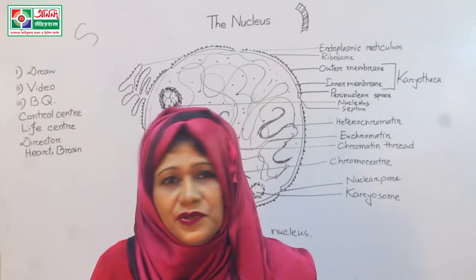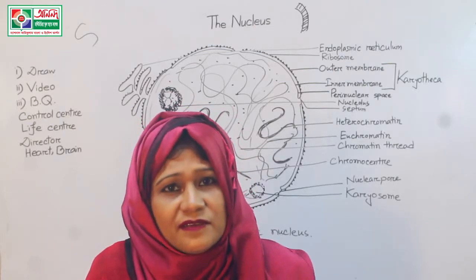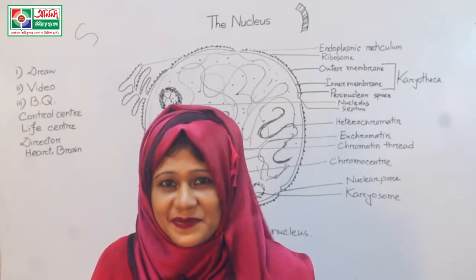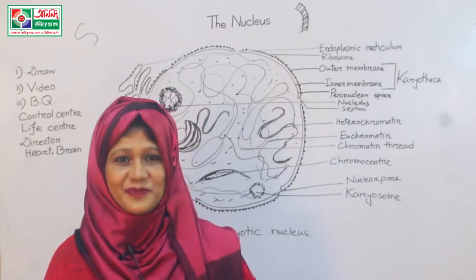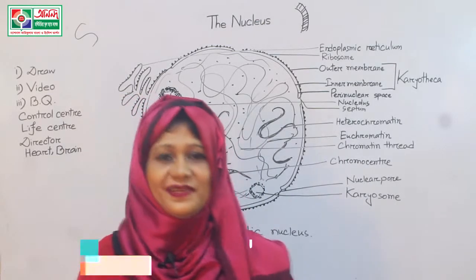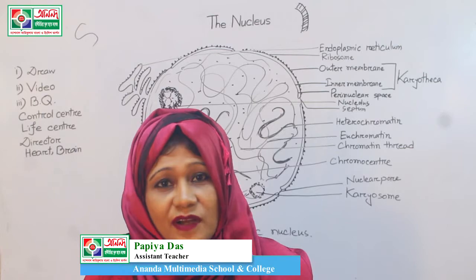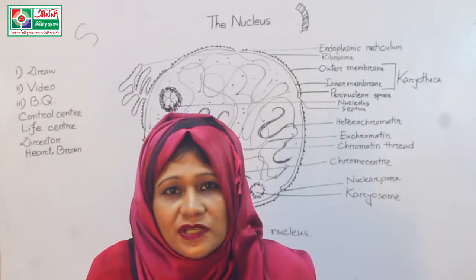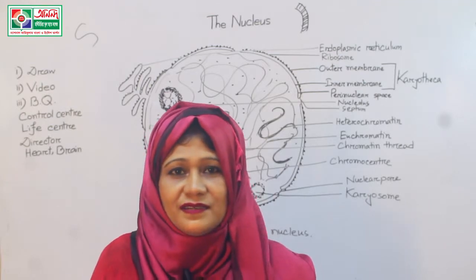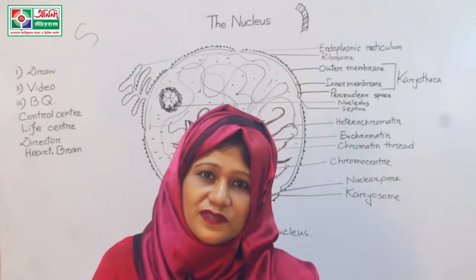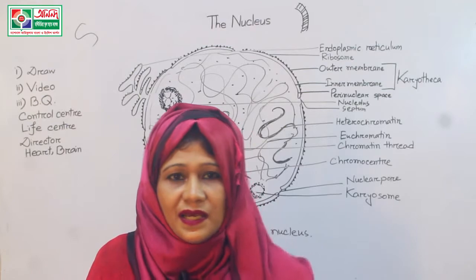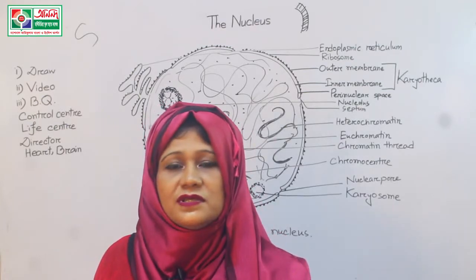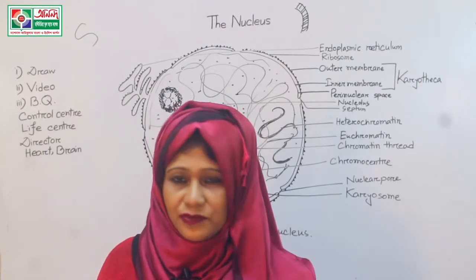Last of all, you can write about the chromatin fiber. Can you say the discoverer of chromatin fiber? Fleming. Fleming was the discoverer of chromatin fiber. And the discoverer of nucleolus? Fontana. Fontana was the discoverer of nucleolus. And the whole nucleus was discovered by Robert Brown, you know this.